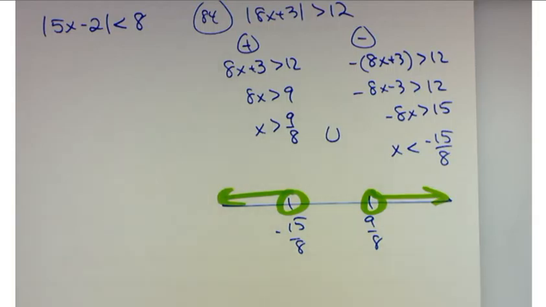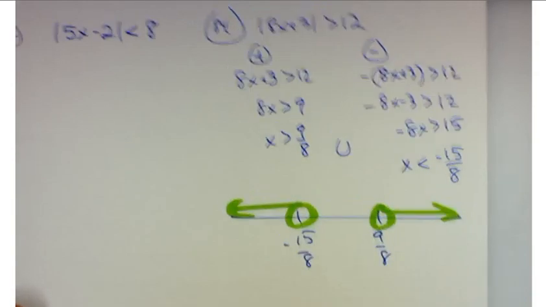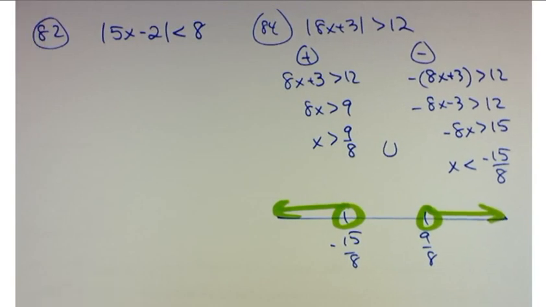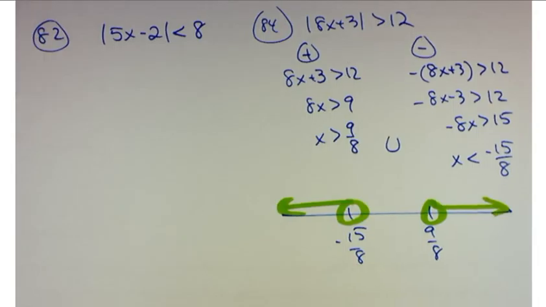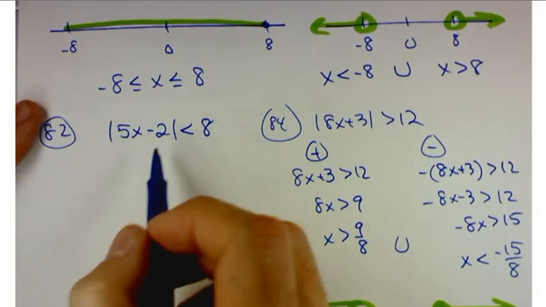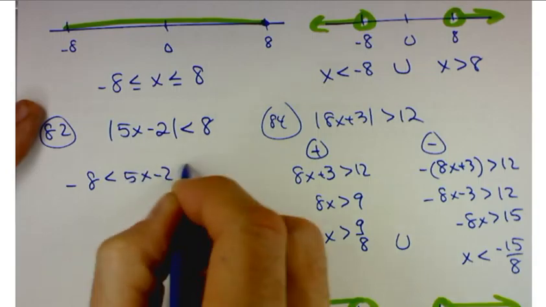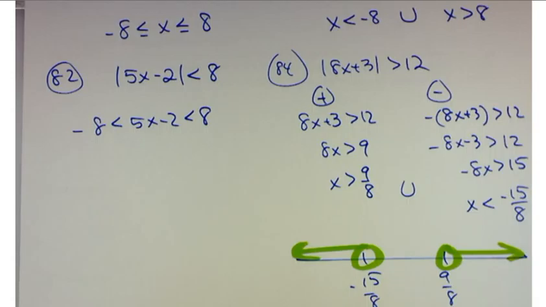You could do likewise for problem number 82. Set up a positive case and a negative case. There is a little bit of a shortcut in problem number 82. Now, I typically don't show this to my intermediate algebra classes, but you can if you want. Instead of doing this positive and negative case, do it all as one big long case. And it's inspired from this up here. You have to repeat this. So it'd be negative 8 is less than 5x minus 2 is less than 8. And now we can solve this as one big long inequality.